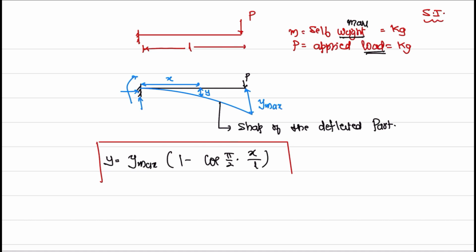it is rather a polar form, in the form of angle. It is in the form of angle. y is equal to y max into 1 minus cos pi by 2 into x by L.